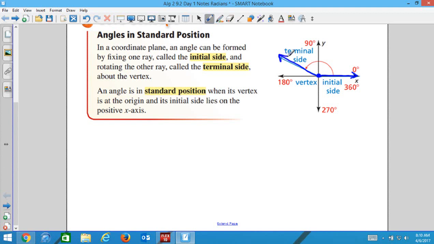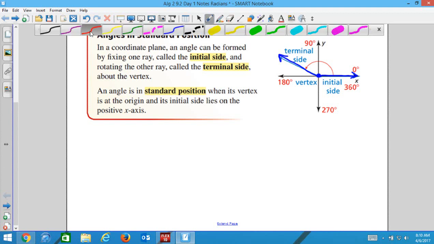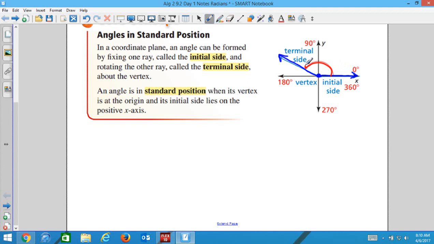And what does terminal mean? Stop. Ends. That's where it stops. The terminal side is where it ends. You will notice the direction that this angle is rotating. If we think with a clock, this direction is what? Counterclockwise.